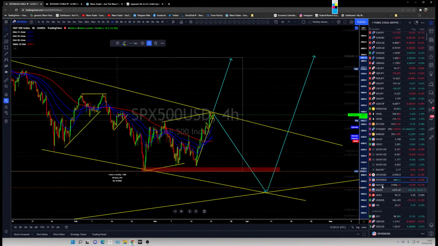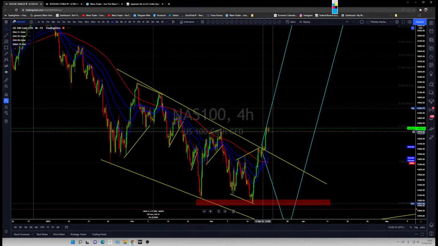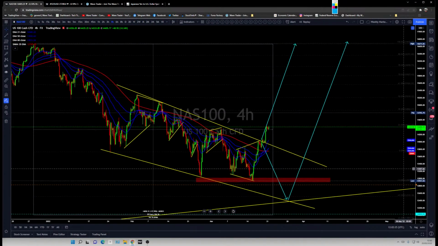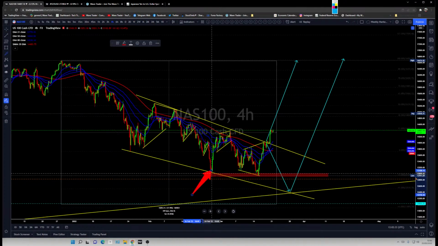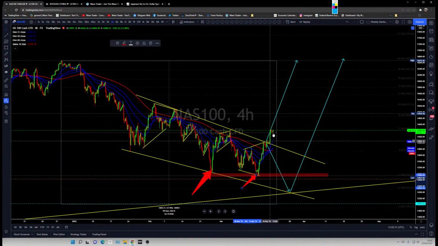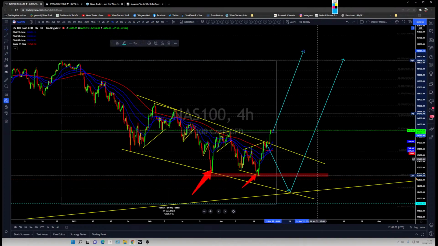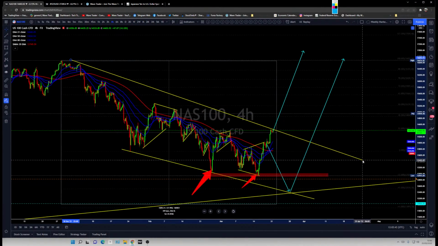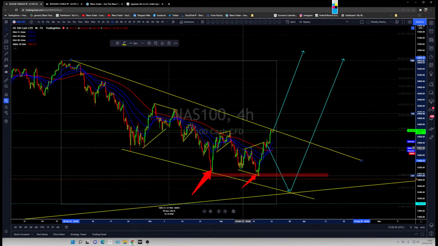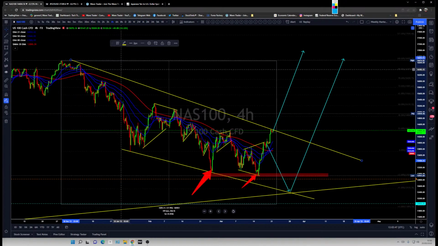The same goes for the Nasdaq 100 index. Last week we were talking about the Nasdaq 100 index holding the previous low and bouncing off from it. It held, it bounced off, and it's a similar scenario, similar structure to the S&P 500. So we may see another leg lower.